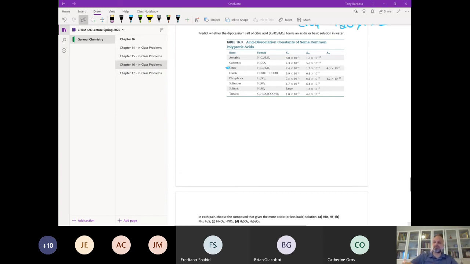Alrighty, so post in the comments whether or not you think this is going to be an acid or a base. Acid or a base.